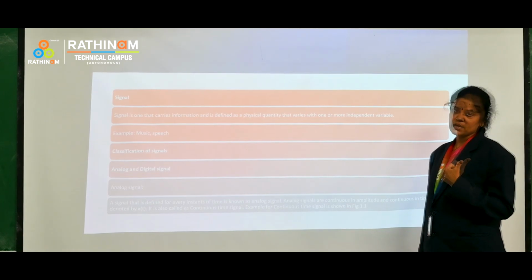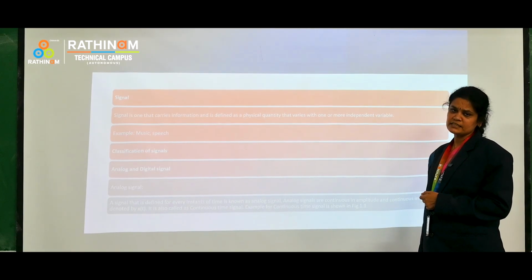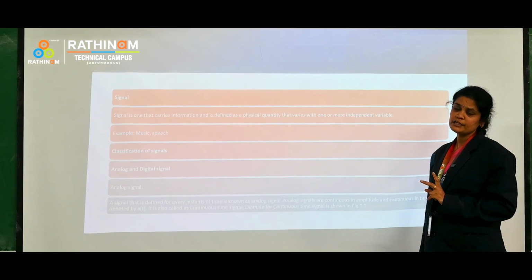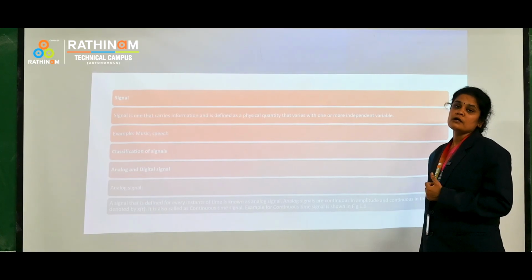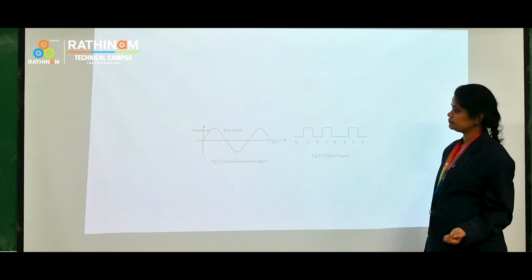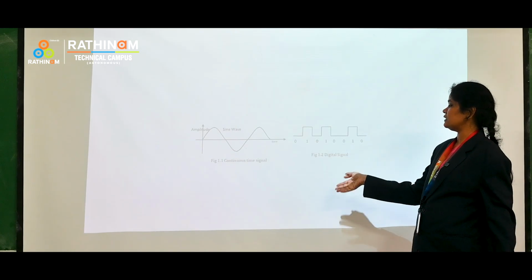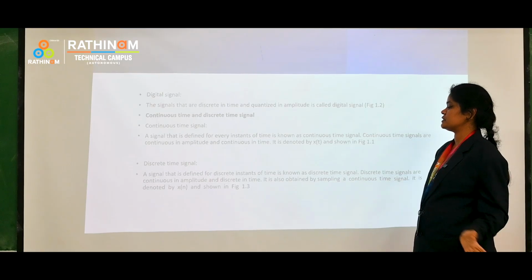Again it is divided into analog signal and digital signal. Analog signals are continuous in both amplitude and time. Digital signals are the signals which have only two values of amplitude, that is zeros and ones. Zeros and ones are the two values of the discrete digital time signals. Next, classification of signals. This is the example for continuous time signal and digital time signal. A digital time signal has only two values, either zeros or ones.